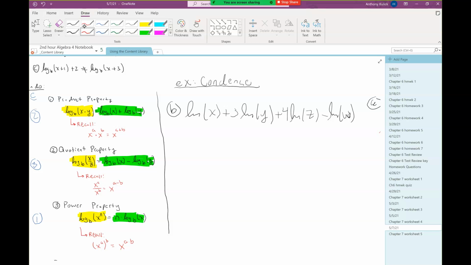Okay. Our next example here. Again, we're still condensing, so what property should I start with? Power. How many power properties do you see present here? 2. Right? I have a coefficient of 3 here and a coefficient of 4. But all the other pieces just stay the same. So the coefficient of 3 turns into an exponent 3. And the coefficient of 4 turns into an exponent of 4. Everybody good there?